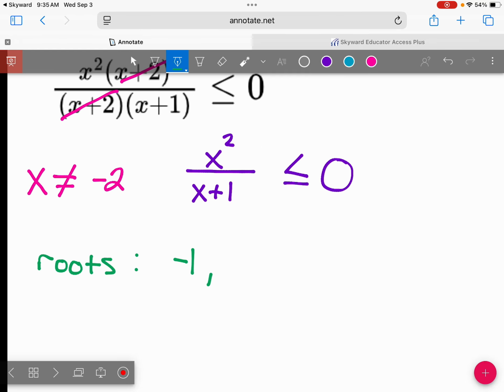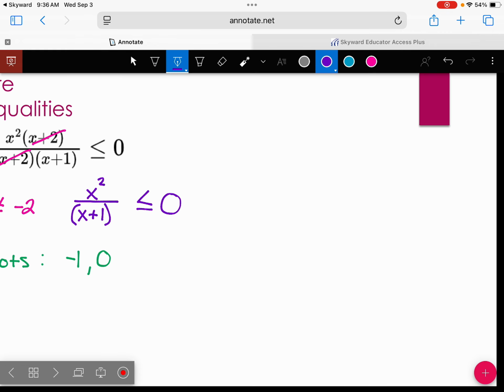-1. Oh, I heard it. It was very quiet, though. 0. Our numerator. Don't forget about x's. Even if they don't have anybody added onto them, it still causes a root. If it helps, you can always put these in the parentheses. It's totally fine. You just don't have to have them there. So we have roots at -1 and 0.